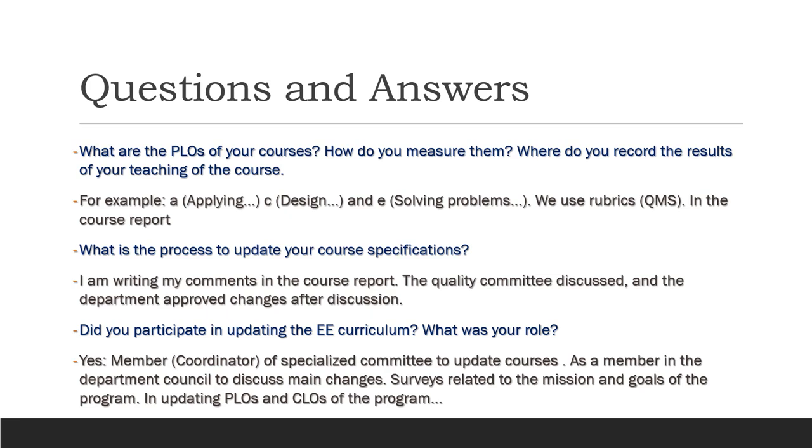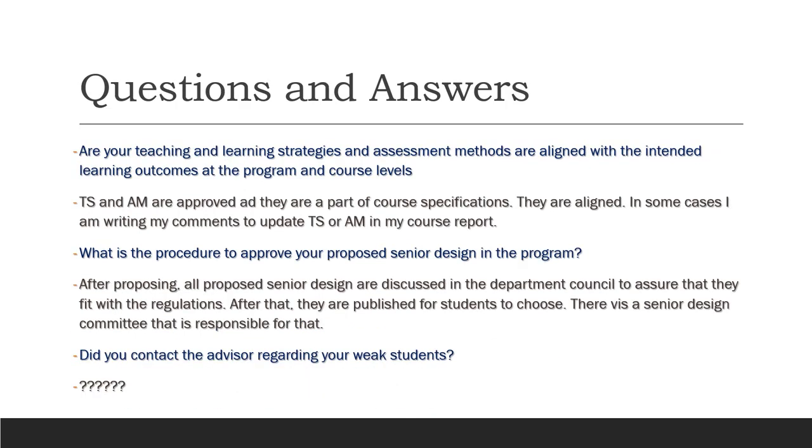Or maybe you participated in surveys related to the mission and goals to update them. Also, this is part of your program. Maybe you also participated in workshops to understand and to change or update program learning outcomes and course learning outcomes.